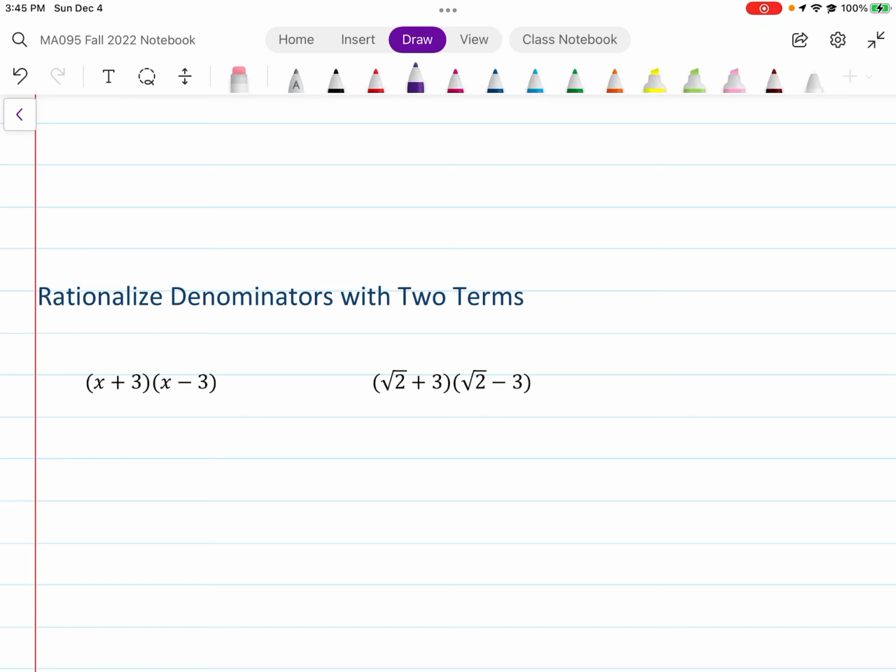Okay, so for the first one, hopefully you got x squared plus 3x minus 3x, or the other way, minus 3x plus 3x minus 9. So that means these two are going to cancel out because they subtract away, and we get x squared minus 9. So what happens with this one? Square root of 2 plus 3, square root of 2 minus 3.